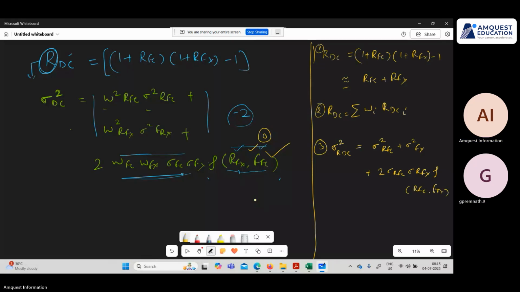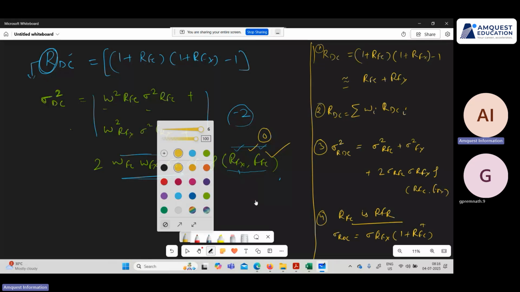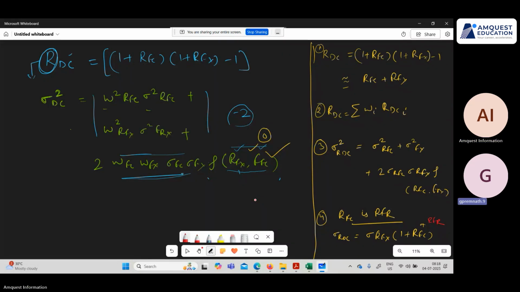And lastly, only if RFC is the risk-free rate, a special case. In that case, your sigma RDC is, look at this, I'm using the word sigma here now, not sigma square. And if it is sigma, then everything is in terms of sigma, and obviously the value comes after taking the square root. So it is going to be sigma RFX multiplied by 1 plus RFC, and obviously this is a risk-free rate.